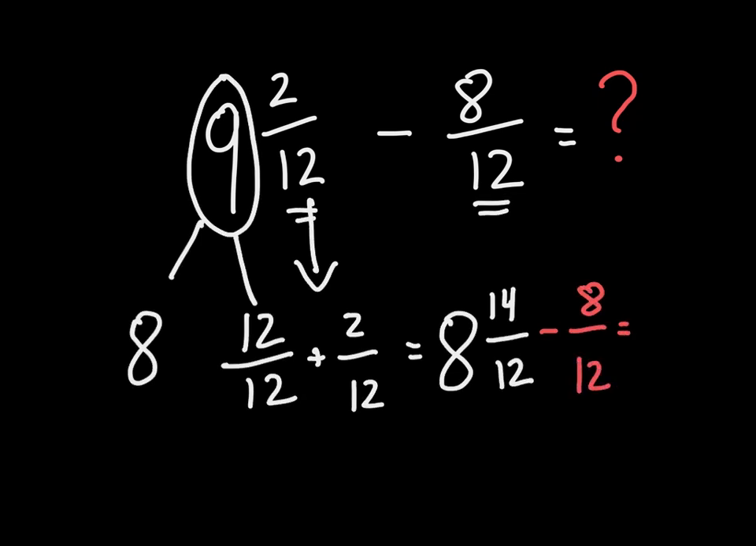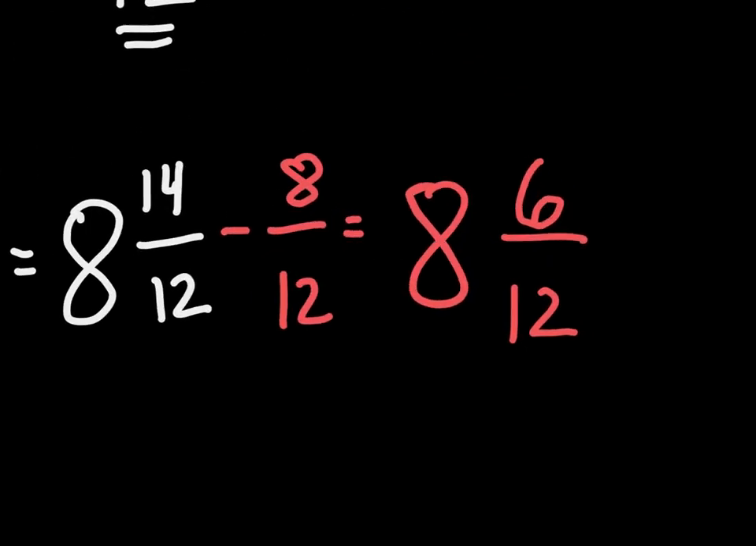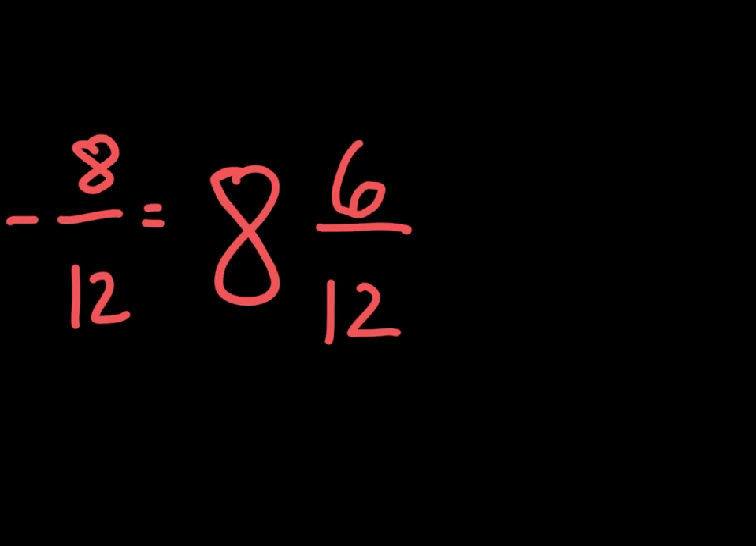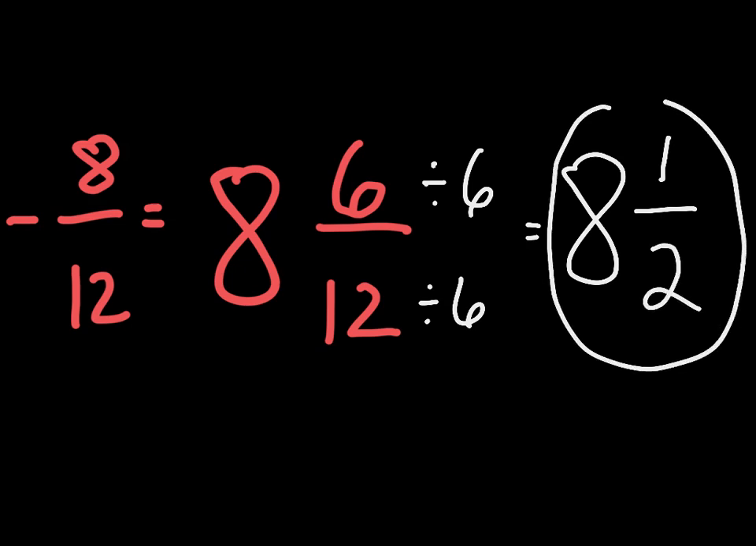So our whole number is 8. The denominator stays the same. 14 take away 8. Well, that is 6. And then now we need to look at 8 and 6/12. Does 6 and 12 have any common factors? What's the greatest factor they have in common? And that would be a 6. So keep the whole, it's 8. The numerator, 6 divided by 6, that just gives you 1. 12 divided by 6 is 2. So 8 and 1/2 is our new reduced, simplified mixed number.